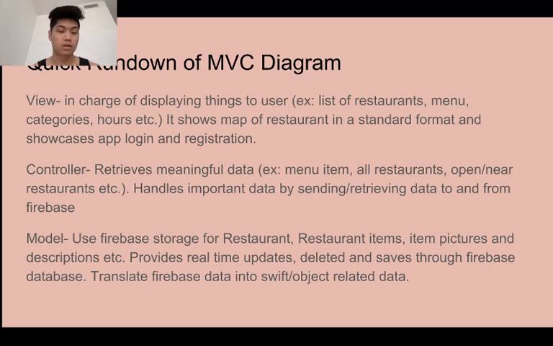For our model, we use Firebase storage for our restaurant items, item pictures, and descriptions, things like that. It helps provide us real-time updates, deletes and saves through Firebase database. And it also helps translate Firebase data into Swift object-related data.